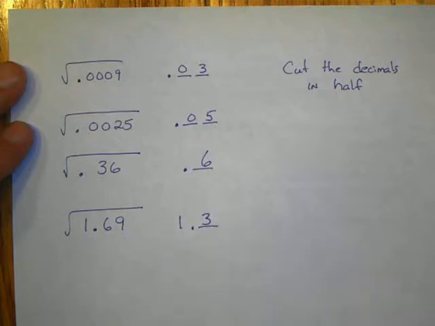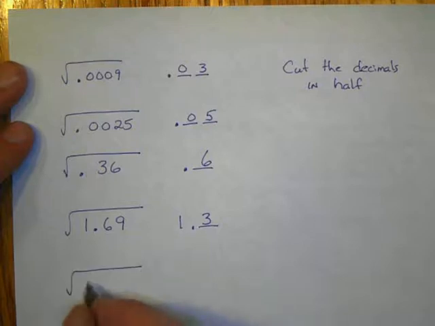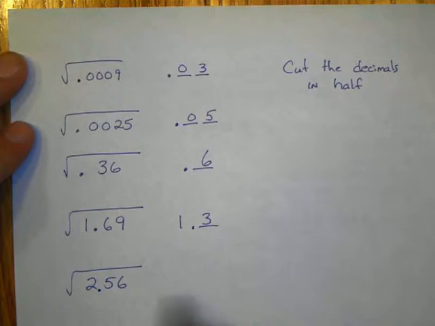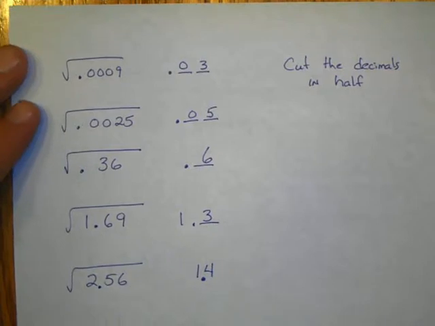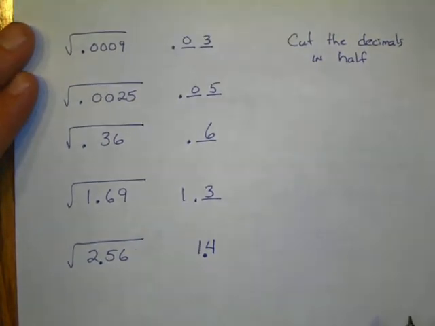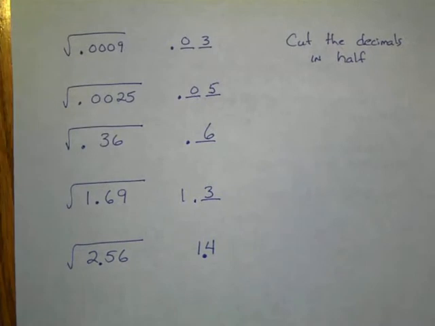Does this work if the number is greater than 1? For instance, 1.69. It sure does. The square root of 2 decimals is 1 decimal. The square root of 169 is 13. So it's 1.3. Think again with me. Let's look at a larger number. 2.56. Well, the square root of 256 is 16, and the square root of 2 decimals is 1 decimal. I hope you're getting the point, and taking square roots of decimals is a very straightforward process.